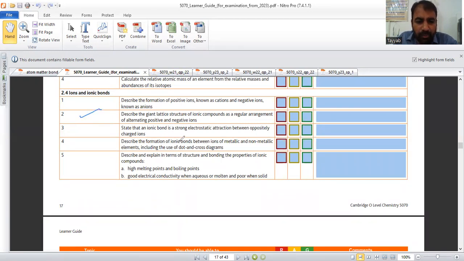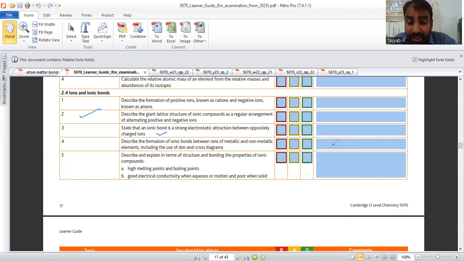State that an ionic bond is a strong electrostatic attraction between oppositely charged ions. This is what I was explaining to you. Describe the formation of ionic bond between ions of metallic and non-metallic elements. Yes, this is the point. Ionic bond is formed between metal and non-metal.